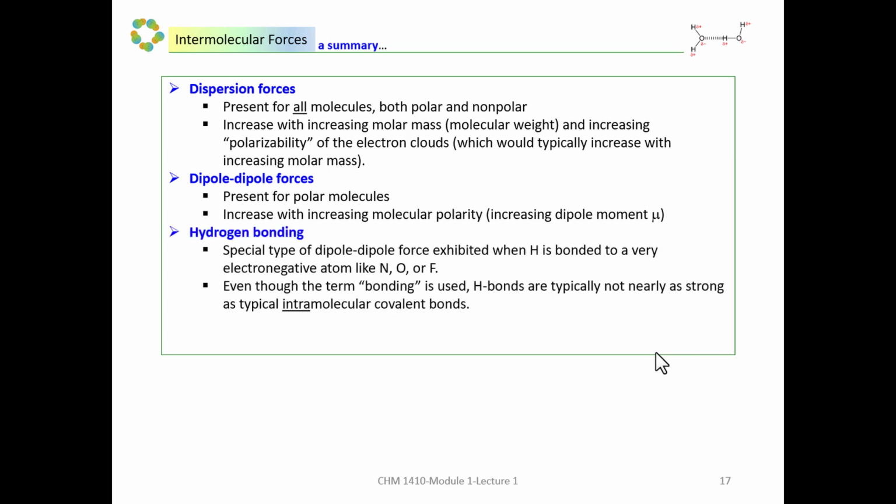Hydrogen bonding we've described as a special type of dipole-dipole force exhibited when hydrogen is bonded to a very electronegative atom like nitrogen, oxygen, or fluorine. Even though the term bonding is used, hydrogen bonds are typically not nearly as strong as typical intramolecular covalent bonds. Finally, ion-dipole forces is simply the term used for the attraction of an ion for a polar molecule.